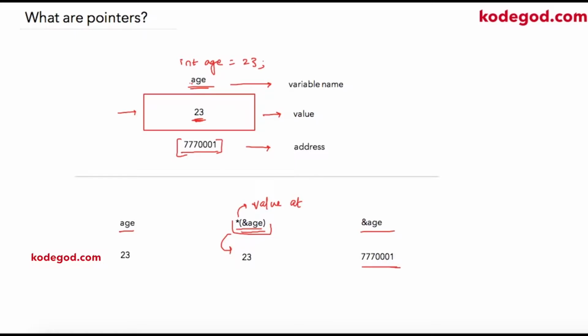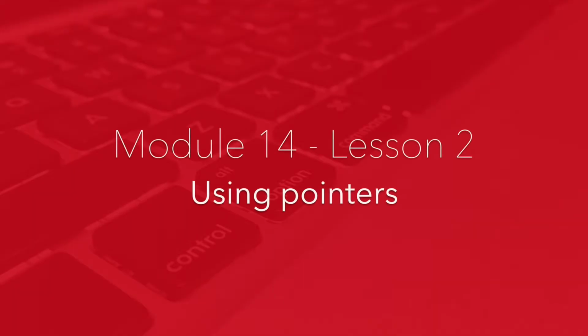So a very important takeaway from this lesson is the star operator and how it can be used to derive the original value from the address of another variable. To put it very simply, pointers are variables which store the address location of another variable, and hence pointers can be used to derive the value stored at that address location. In the next lecture, we will check how pointer variables are declared and used.